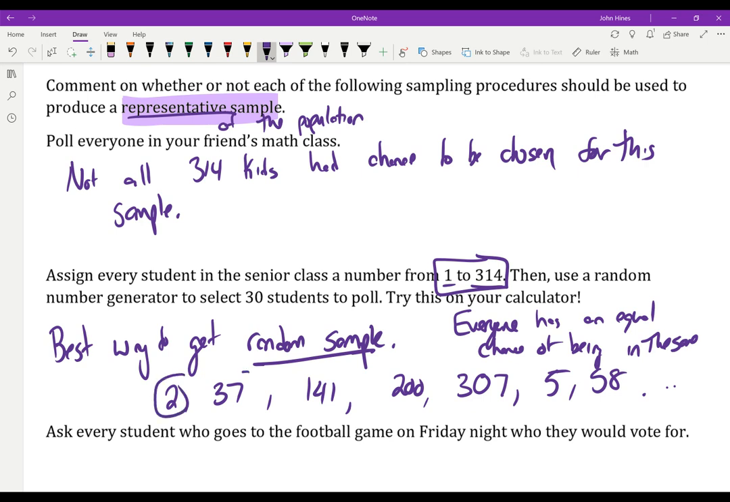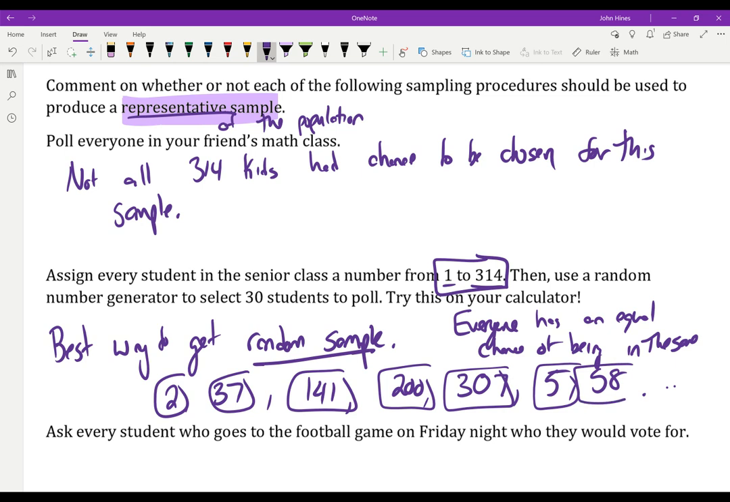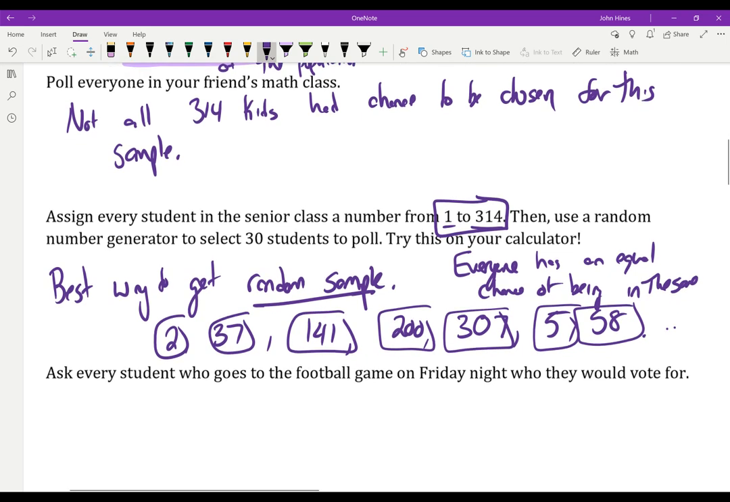So once you find those numbers, you go and survey that kid. That's how this works, and that's how statisticians use a random number generator. If you go on Google, you can type in a random number generator, and there are lots of different applets you can use to randomly select numbers. Or we could ask every student who goes to the football game on Friday night who they would vote for.